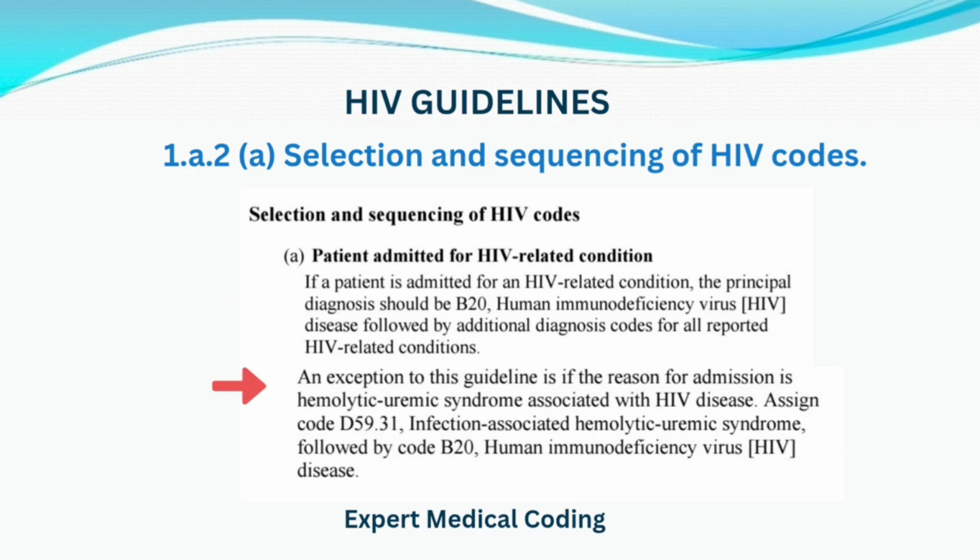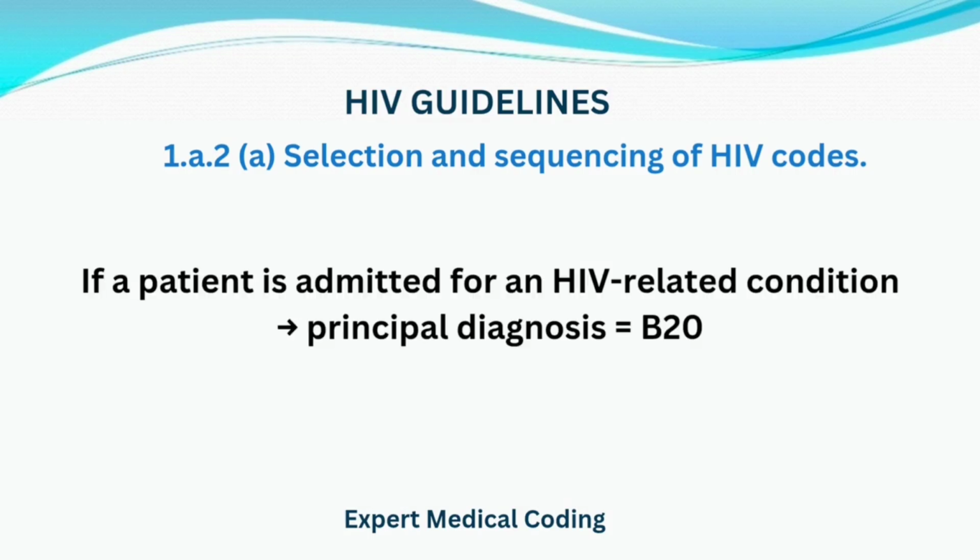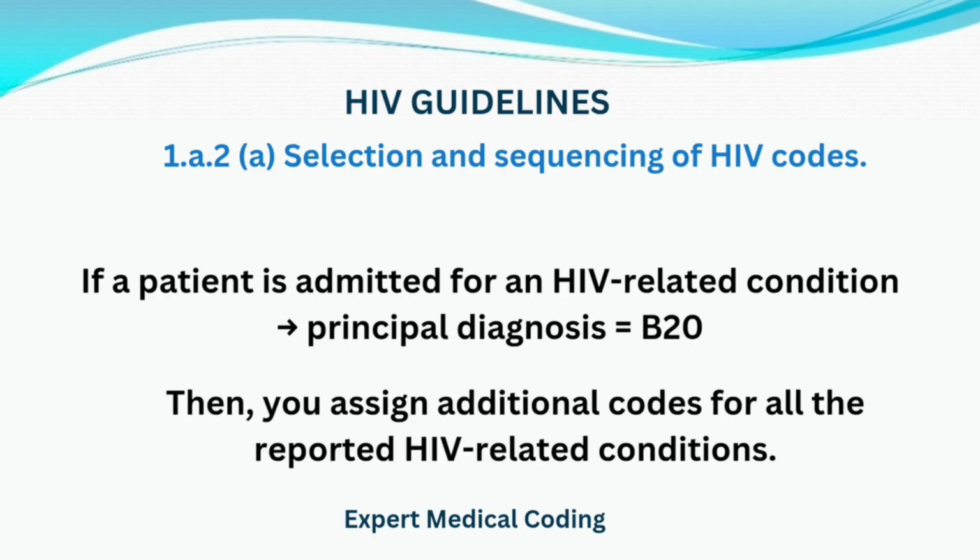An exception to this guideline is if the reason for admission is hemolytic uremic syndrome associated with HIV disease, assign code D59.31, infection associated hemolytic uremic syndrome, followed by the code B20. Now let us understand this in a better way. If a patient is admitted for an HIV related condition, the principal diagnosis will be B20. Then you can assign additional codes for all the reported HIV related conditions.